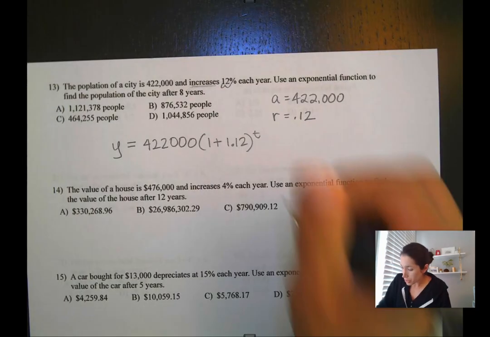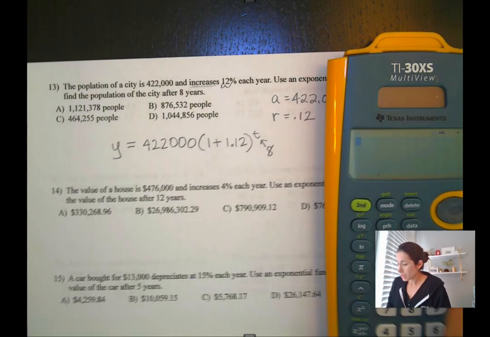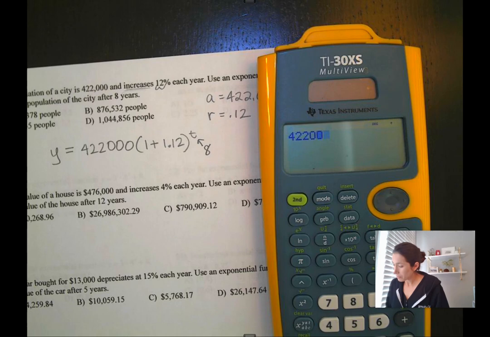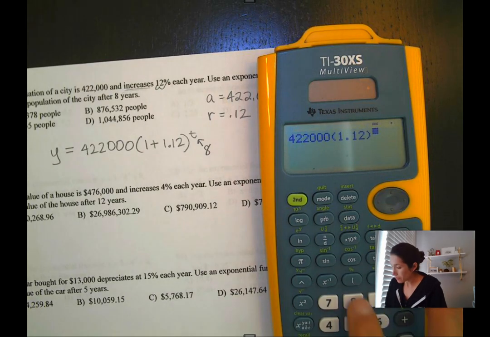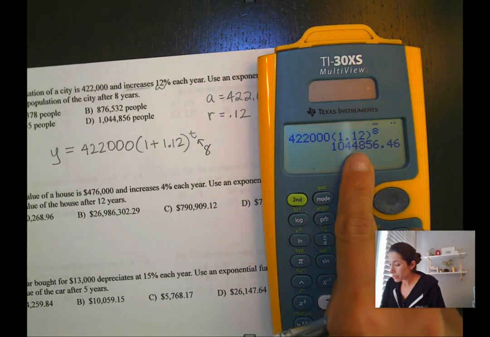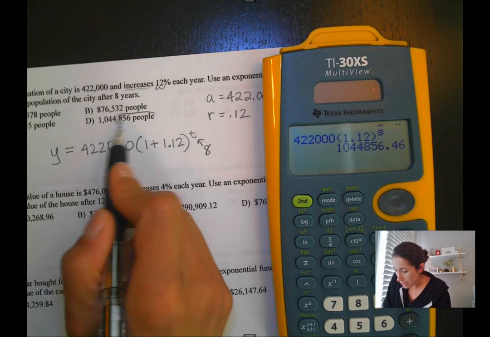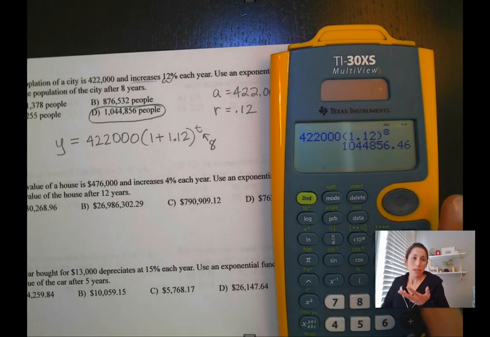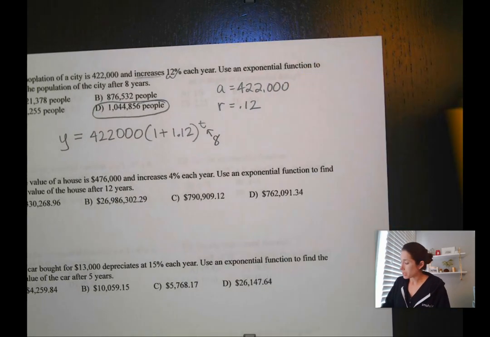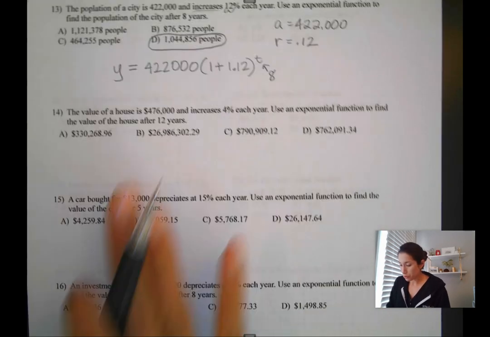If that's our equation and we want to know after 8 years, I'm just going to plug in 8 into that equation. I'm going to put 1.12 because that's what I would get if I added those two together, and then that would be to the power of 8. So 1,044,856. And you notice we're not putting 0.46 because this is people, so we're going to put it to the nearest person here. You're going to try 14 on your own, and we'll do 15.